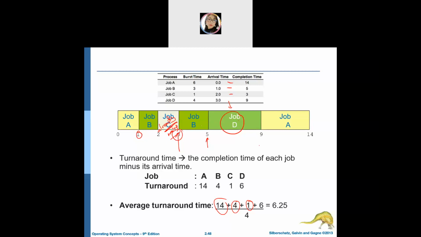It's already waiting here at 3 seconds. That's why supposedly it starts here, but you don't, you just start with job B because you have job B before job D. So you're going to run job B. So it starts at 3. That's why you get 6. And then you divide by 4 to get your average turnaround time.